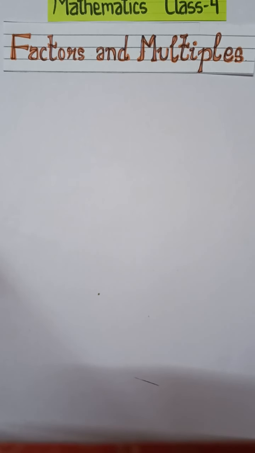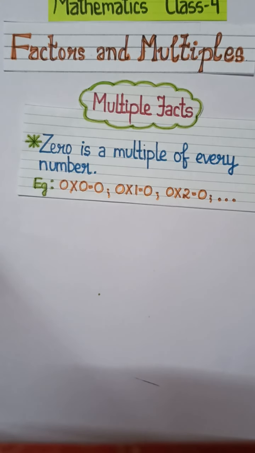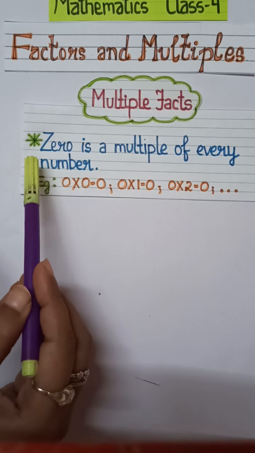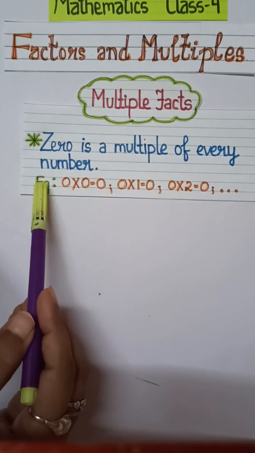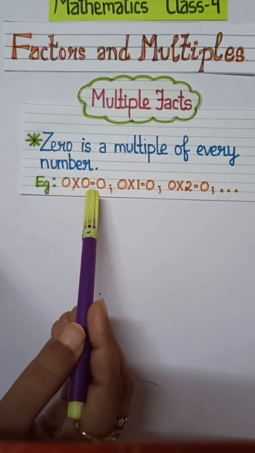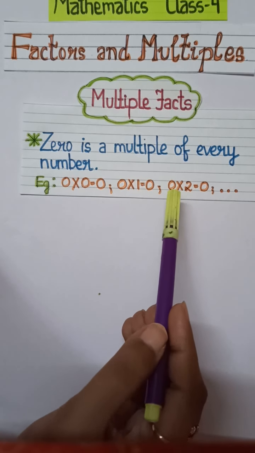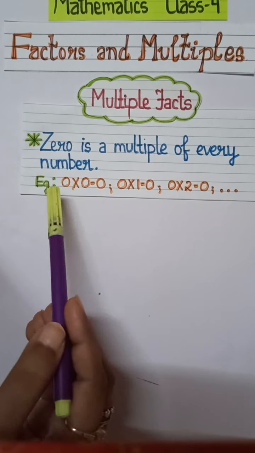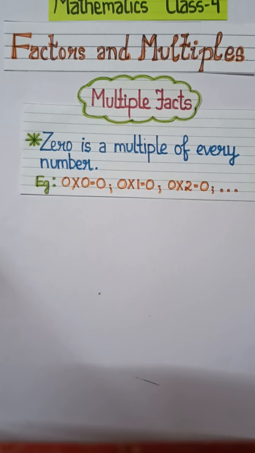Now I will tell you about some multiple facts that will help you to find the multiples of numbers easily. The first point that we need to remember is that 0 is a multiple of every number. Example, 0 multiplied by 0 is equal to 0, 0 multiplied by 1 is equal to 0, and 0 multiplied by 2 is equal to 0, and so on. Therefore, from the examples we see that 0 is a multiple of every number.